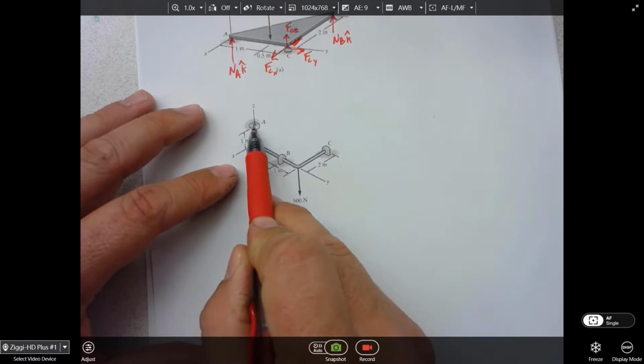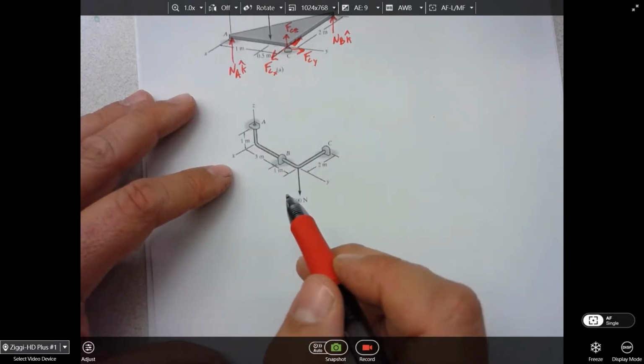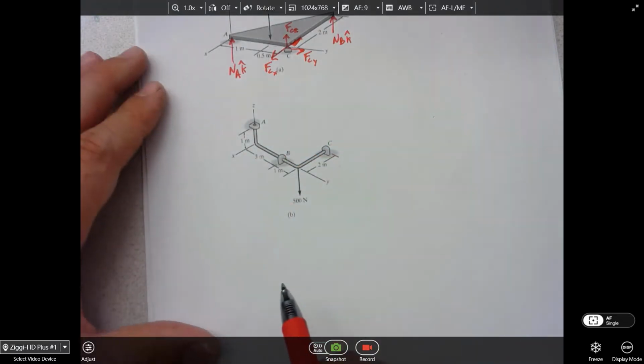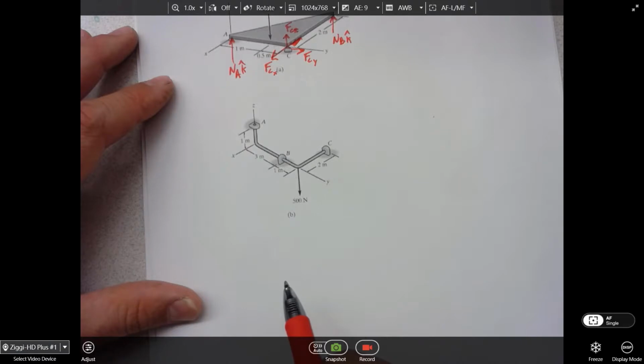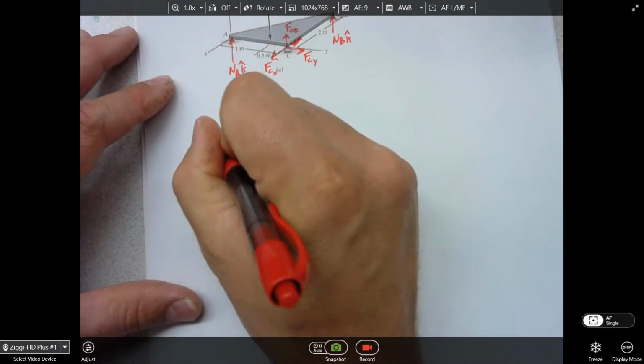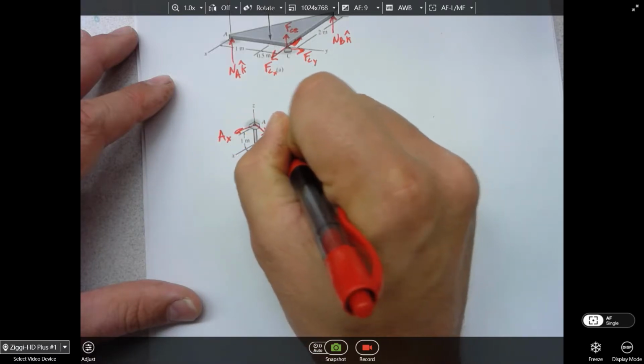Okay, what do you think about a bearing? I told you we're not going to do any moments in bearings. So this bearing at A, what directions does it resist motion in? X and Y, yeah. So we'd have some A sub X and some A sub Y.